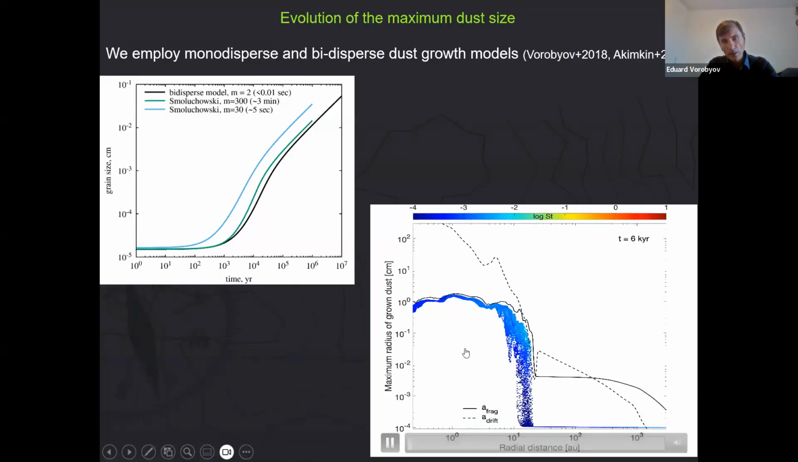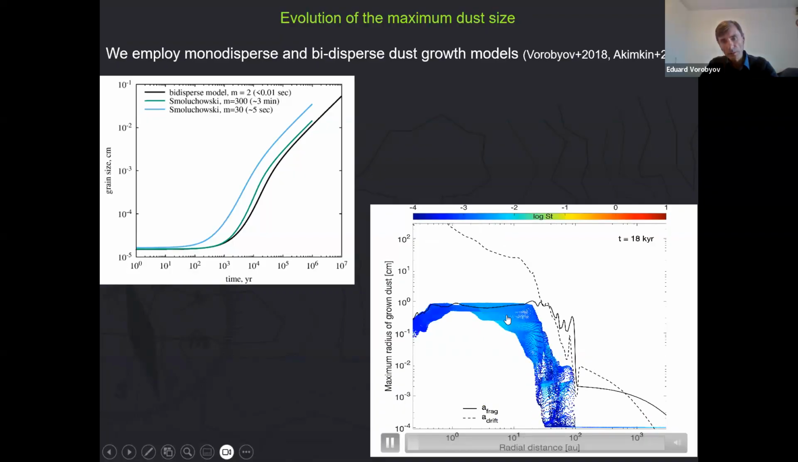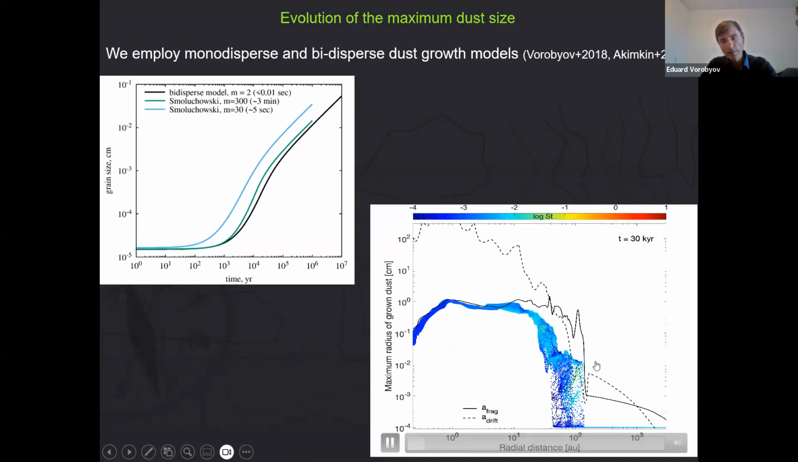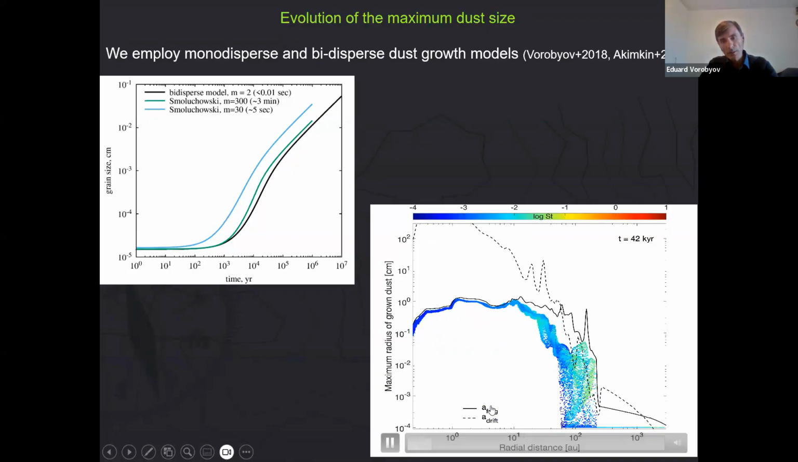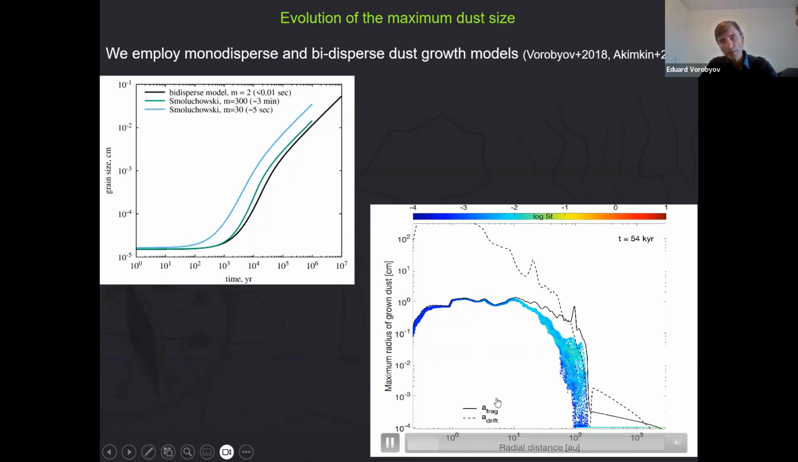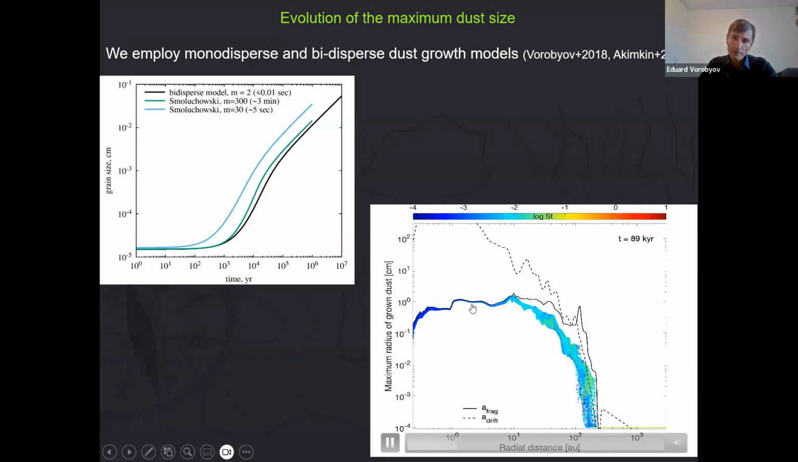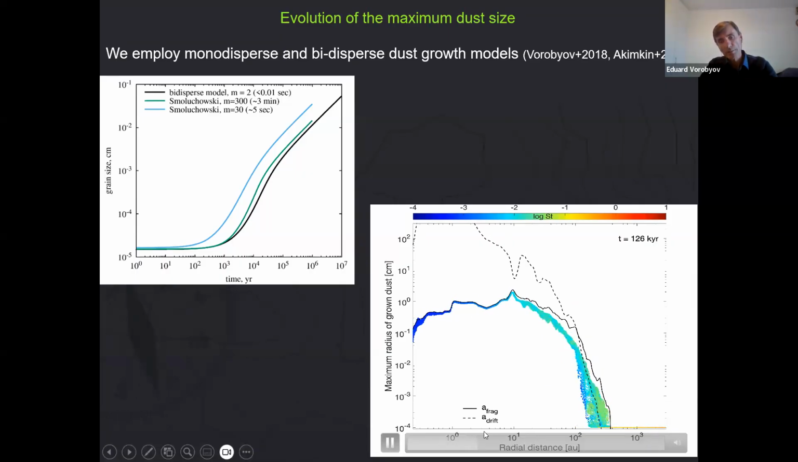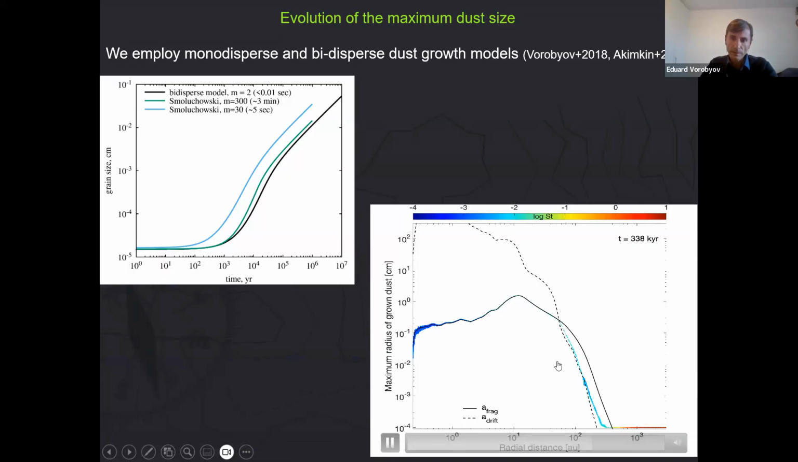Here I play an animation of the maximum dust size of particles, and the lines here. The solid line is the fragmentation barrier, and the dashed line is the drift barrier. With time, we see how the dust grows in size, and in the inner regions the dust size is limited by fragmentation, and in the outer regions it is limited by drift. If I scroll later, we see a really nice agreement.